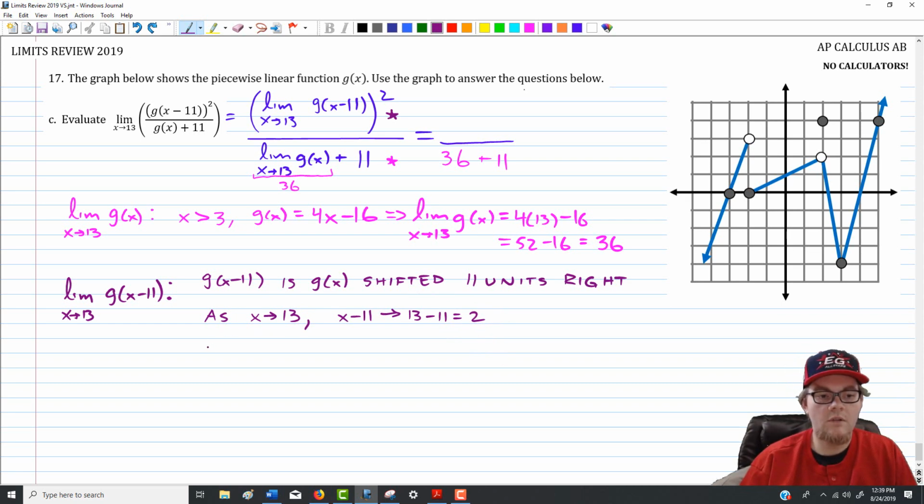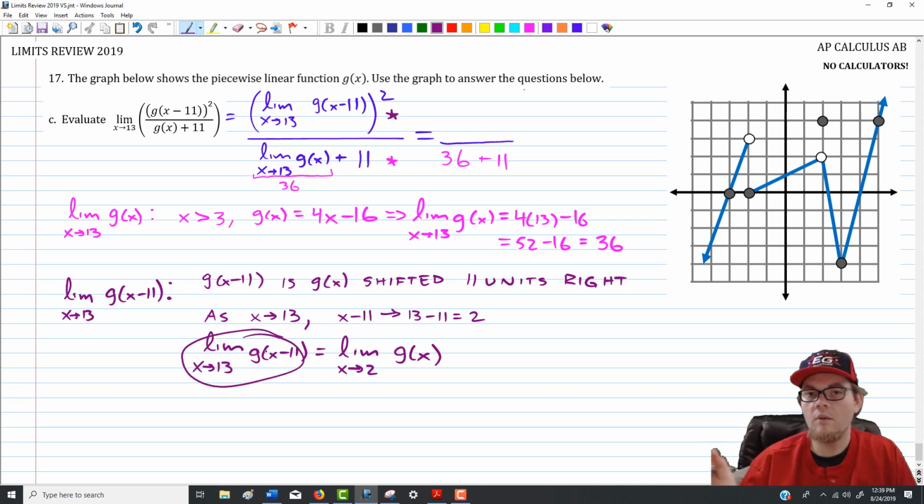So basically what I'm going to do here is make a translation. The limit as x approaches 13 of the shifted version of the function is equal to the limit as x approaches 2 of the unshifted function. What we've just accomplished is we've translated from something awkward and moved around to something that we can literally see on our graph. In fact, this has even come up a little bit in one of our earlier discussions. The limit as x approaches 2 of g of x is equal to 2.